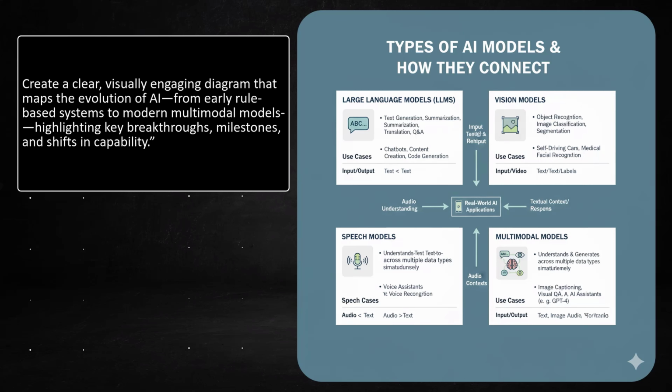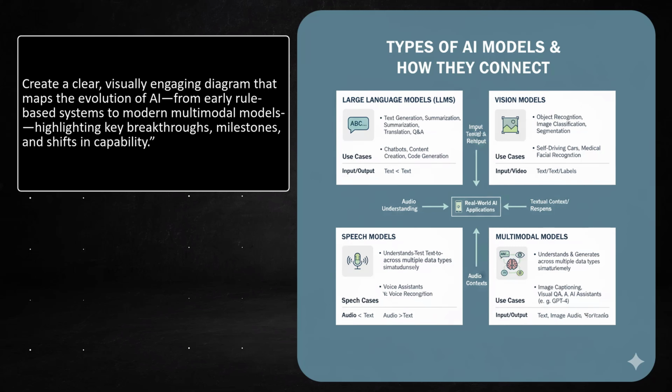Now let's move to another example, AI evolution timeline. Here's the prompt. Create a clear, visually engaging diagram that maps the evolution of AI from early rule-based systems to modern multimodal models, highlighting key breakthroughs, milestones, and shifts in capability. Once again, the prompt defines the role the models should play.